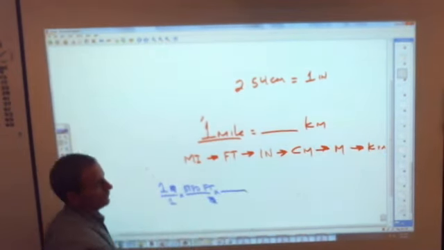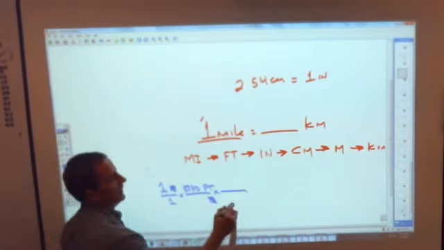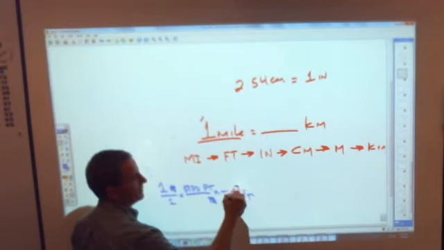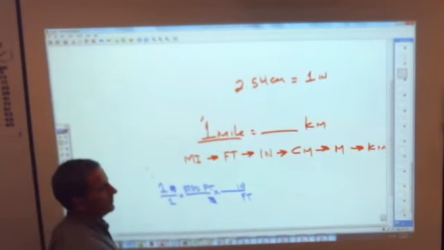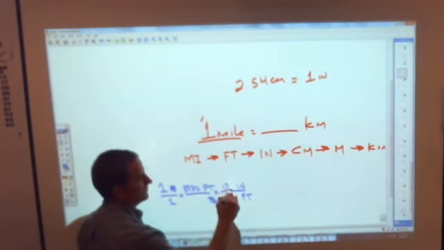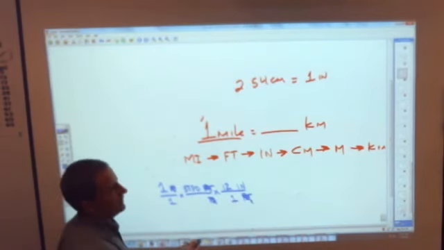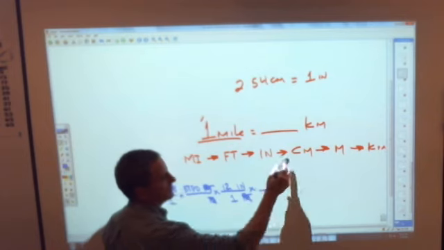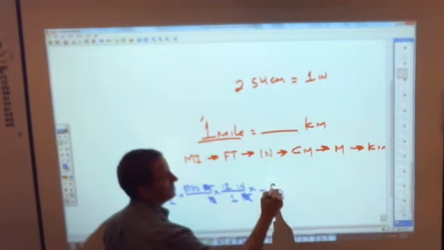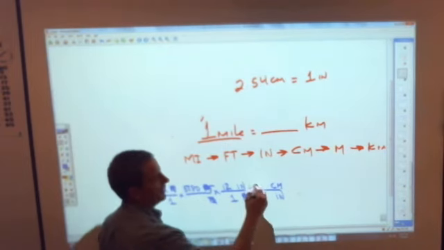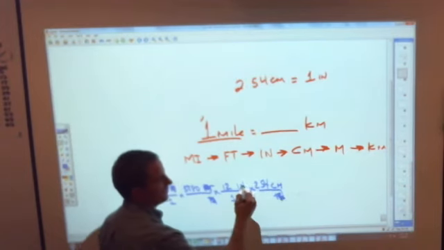Now I have to go from feet to inches, which means where do feet have to go to get it to cross off? On the bottom. What goes on top? Inches. How many inches are in a foot? Hopefully you know that. Anybody? I have now changed this into inches. Now I need to go from inches to centimeters. So what goes on the bottom? Inches. What goes on top? Centimeters. And I know there are 2.54 centimeters in 1 inch.